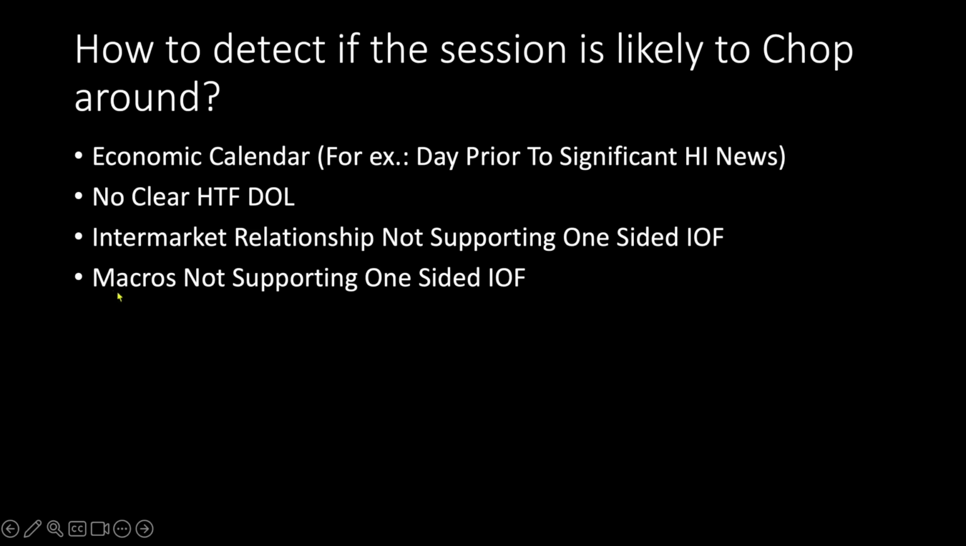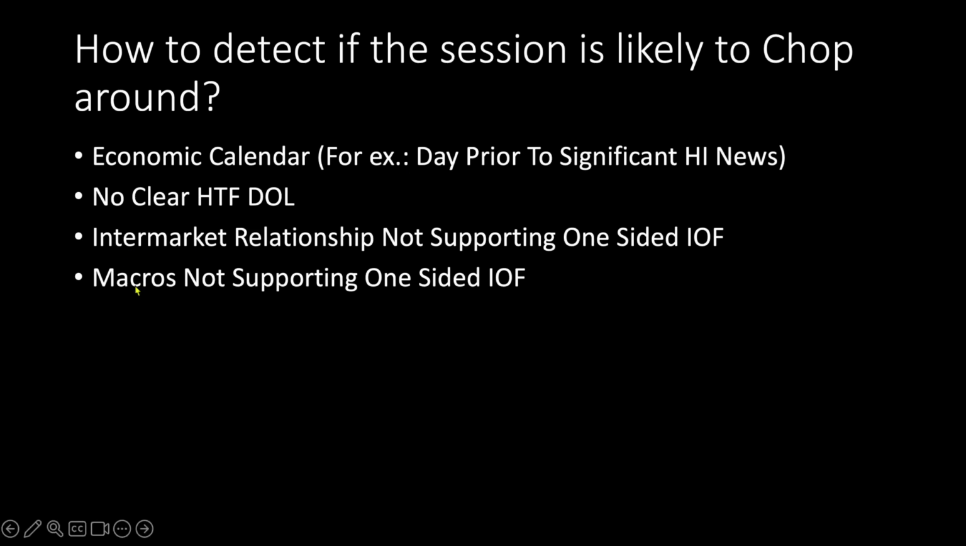And finally, the macros not supporting one-sided institutional order flow, meaning that the macros that we are focused on not showing signs of the market wanting to reverse or expand, therefore not move in a one-sided direction. Because if that would be clear, if that would be obvious, then of course we can say, well, the only reason why the macros would begin to expand is because there is a clear higher time frame draw on liquidity and because the market is predetermined to expand during that session.